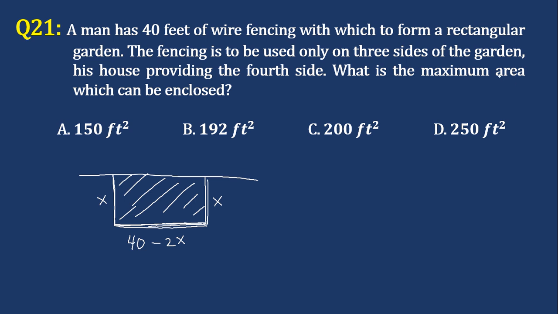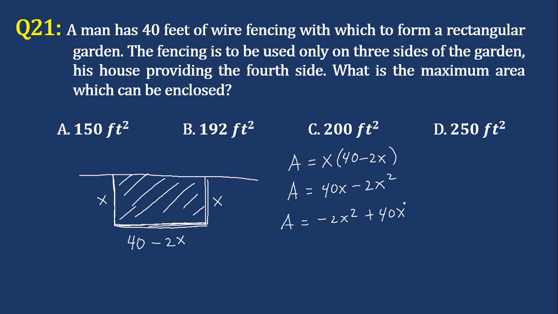Now, we are talking about maximizing area. So let's create an equation for the area. So suppose the area is A. So the area is just the product of x and 40 minus 2x, because this is a rectangle, so that's length times width, right? Now if we distribute x, we get a quadratic expression on the right hand side. So we have 40x minus 2x squared, right? And then let's rearrange. So this is negative 2x squared plus 40x.